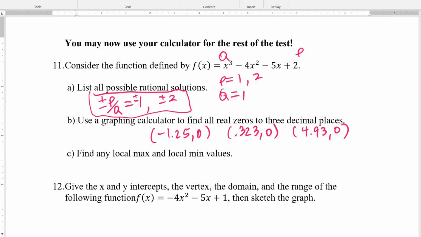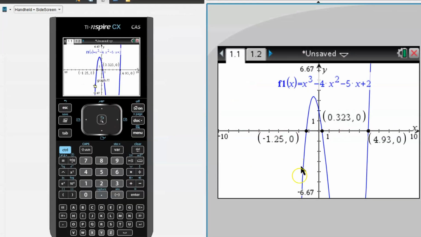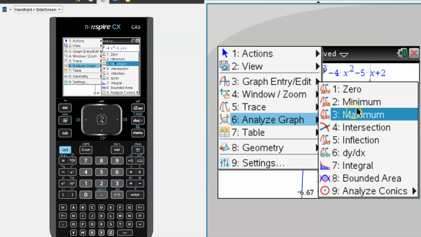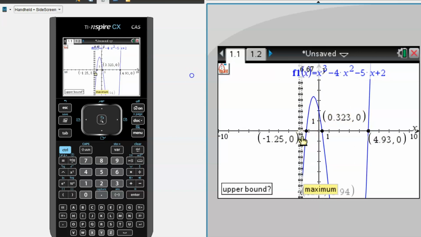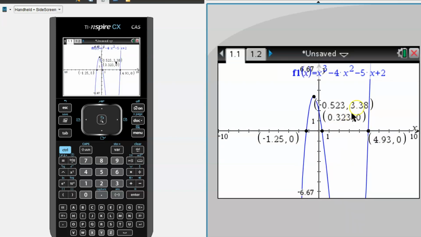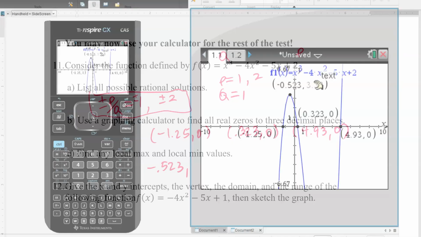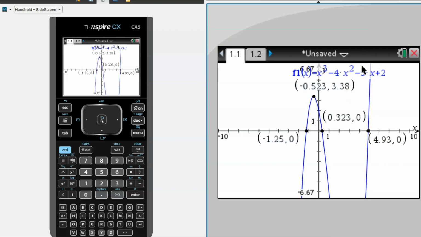Any local maxes and mins. This is an x cubed, so it actually has no min and no max, but here it reaches a little point. That's what we call a local max. How do I get that? Analyze graph for a max. Choose before, choose after. Write that down. Negative 0.523, comma, what was it, 3.38?